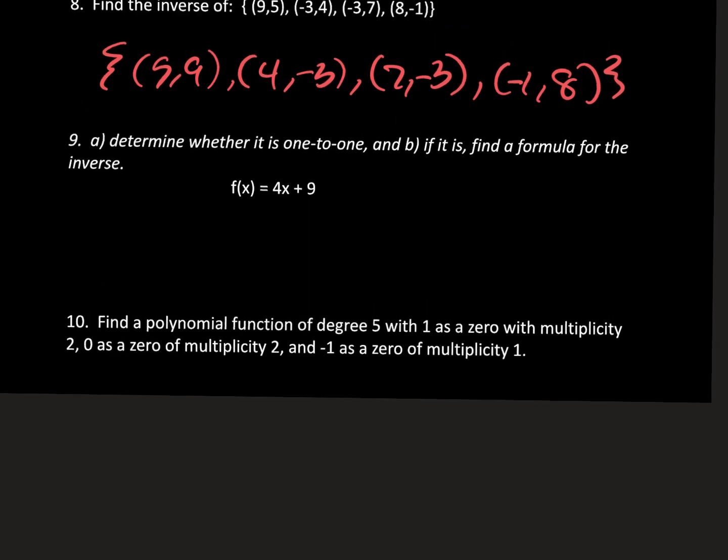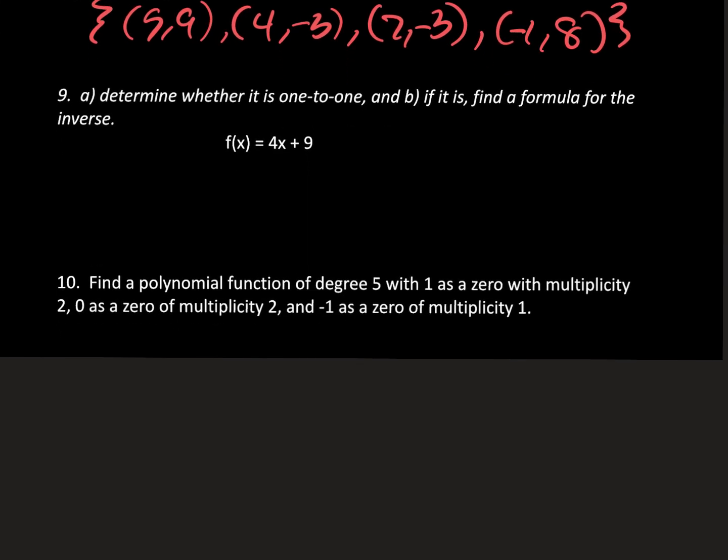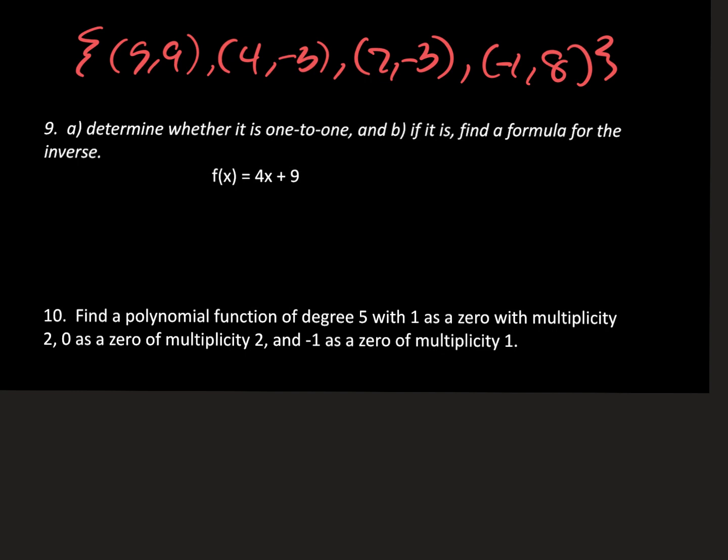Number 9, determine whether it's one-to-one. So first of all, plug it in your calculator and see if it passes the horizontal line test, if you need to. This is slope-intercept form. It's a line with slope 4, which will look kind of like this. Well, I'll try to draw it. It looks kind of like that, which means it does pass the horizontal line test.